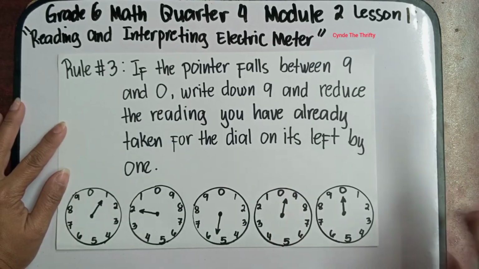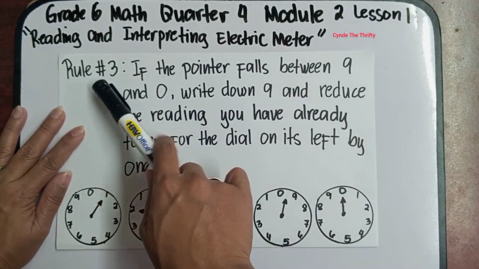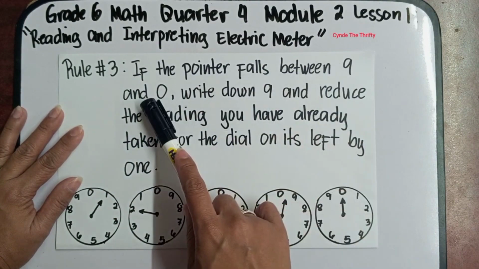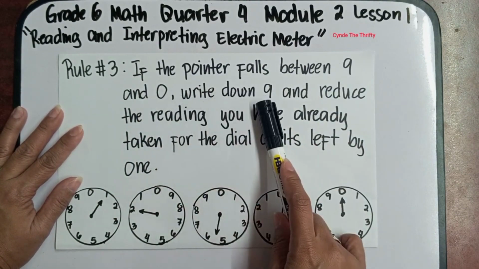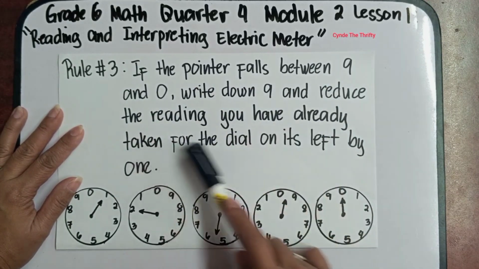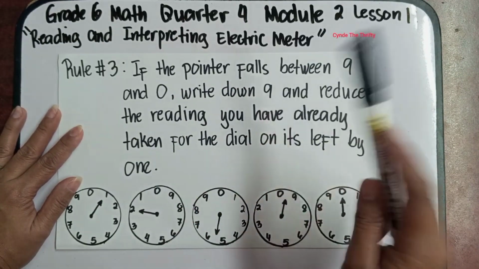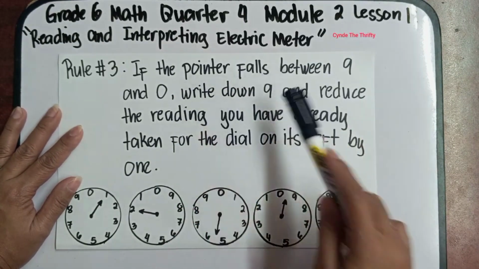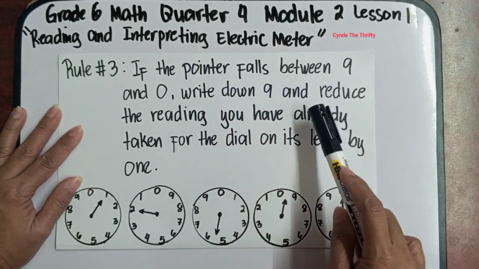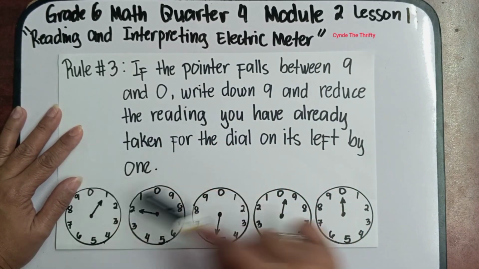Dahil tapos na tayo sa rule number 1 at 2, ngayon naman is sa rule number 3 tayo. So, ano yung rule number 3 natin? If the pointer falls between 9 and 0, write down 9 and reduce the reading you have already taken for the dial on its left by 1. Ibig sabihin, kapag ang pointer natin is nasa gitna ng 9 at 0, ang isusulat natin is 9. Pagkatapos, i-reduce natin ang dial na nasa left niya by 1.